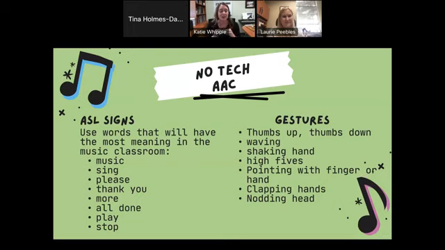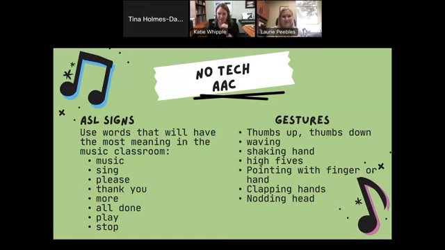I want more song. And then, of course, all done, just to communicate to them it's time to put the instruments up now. We're all done with music. We're all done with singing, etc. We also have play. I don't use this one a whole lot. Generally, if I'm talking about it's time to play an instrument, I more gesture the instrument itself. But that is the sign for play. And then stop. So these are key signs. It's not that we have to learn all the ASL signs, but which ones are going to be most important in that music classroom. And then, of course, just gestures. Thumbs up, thumbs down, having students be able to wave, shake hands, pointing, nodding head. So these other gestures can just be another way to help them understand what you're saying, but also give them ways to communicate with you.